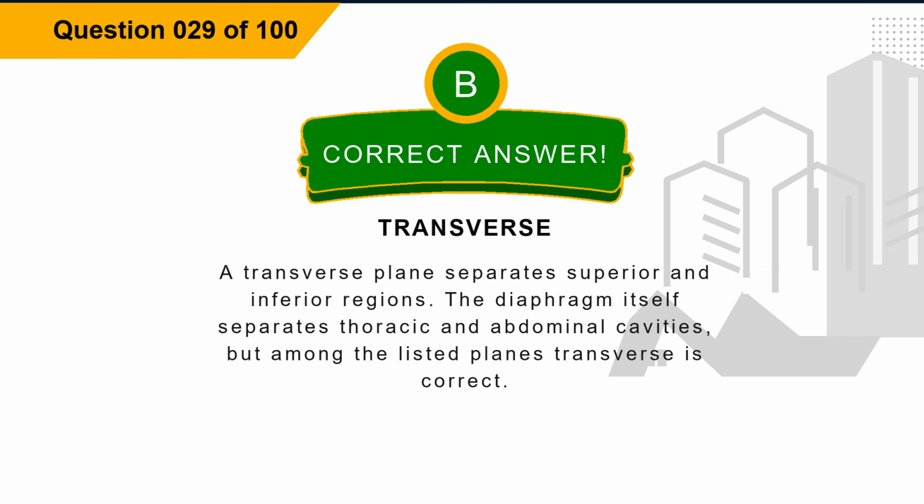Explanation. A transverse plane separates superior and inferior regions. The diaphragm itself separates thoracic and abdominal cavities, but among the listed planes transverse is correct.